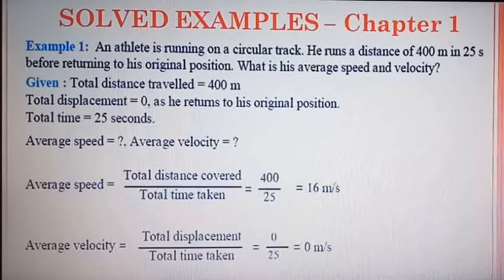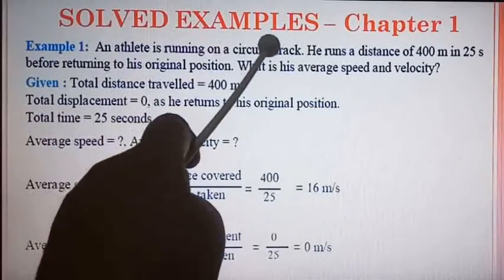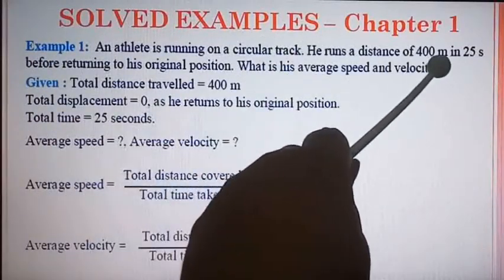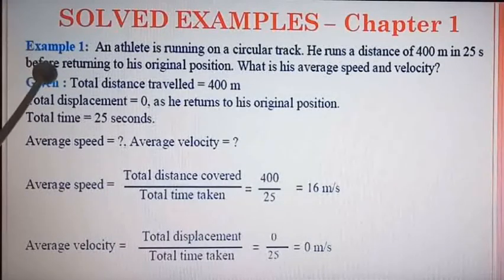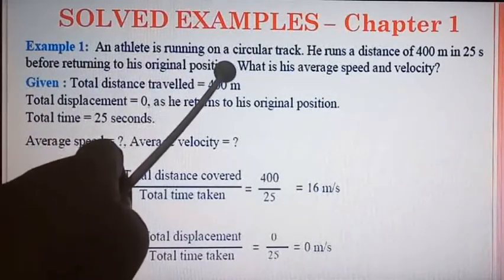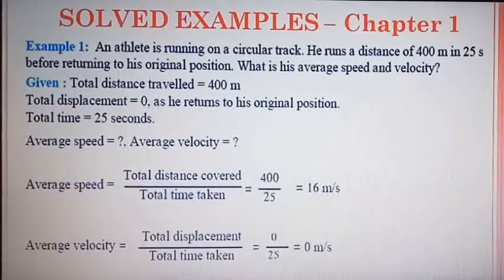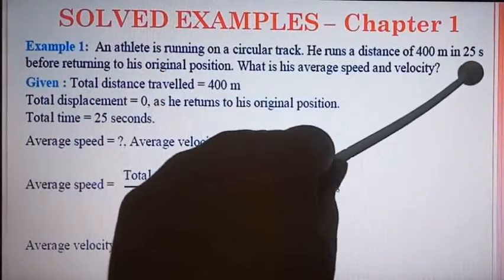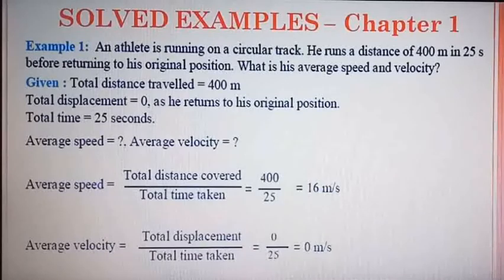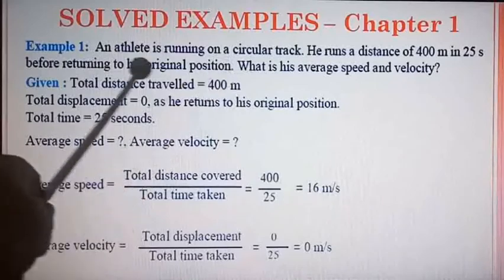Chapter number 1, the first solved example in your textbook from page number 11. An athlete is running on a circular track. He runs a distance of 400 meters in 25 seconds. Before returning to his original position, what is his average speed and velocity? How much is the total distance traveled? 400 meters. So total distance traveled is 400 meters. Time is 25 seconds. So total time is 25 seconds. What is the total displacement? It is 0. Why? Before returning to his original position.